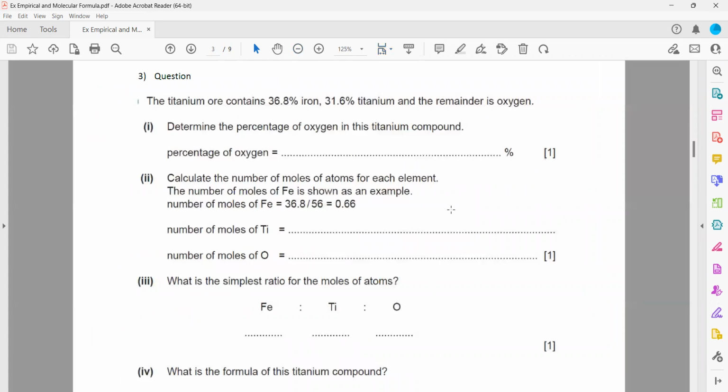Then in this one, the titanium ore contains 36.8% iron, 31.6% titanium, and the remaining is oxygen. How do we work out the remaining percentage? The sum of the percentages of all the elements should be 100. So if I subtract the percentages of iron and titanium from 100, I'll know how much oxygen there is. So it will be 100 minus 36.8 minus 31.6, and that answer equals the percentage of oxygen in this compound, because the total sum of the percentages should be 100. So that is equal to 31.6.